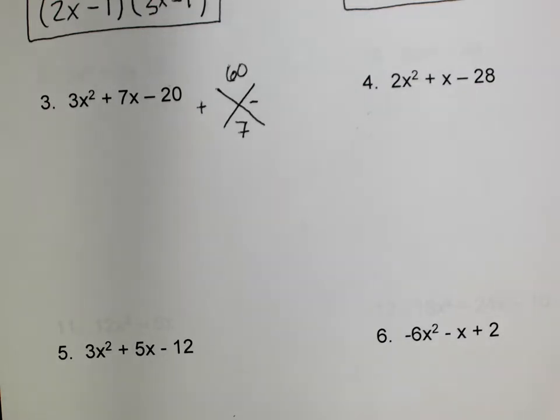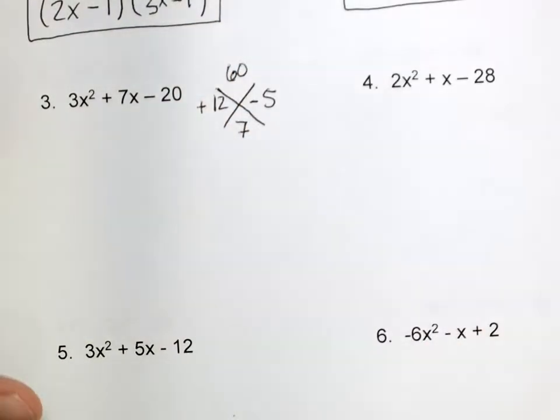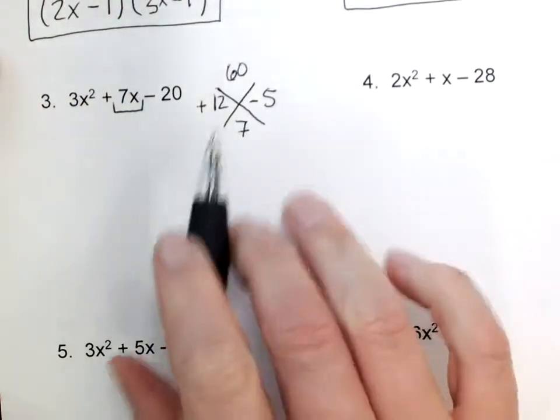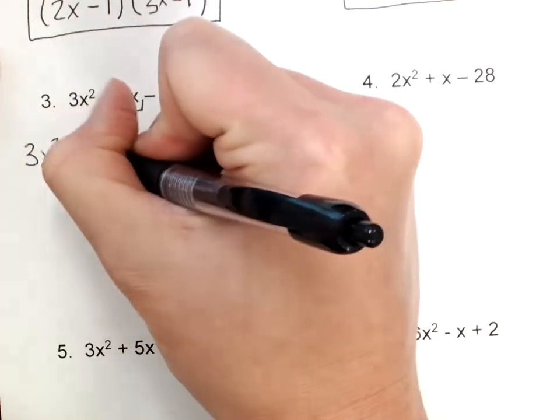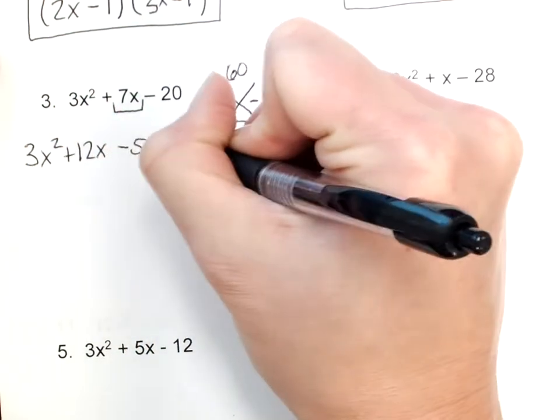And what multiplies to be 60 and subtracts to be 7? So think about all your factors of 60: 1 and 60, 2 and 30, 3 and 20. You can keep going. How about 12 and 5? Okay, from there, again, replace the 7x with a 12x minus 5x. So that's 3x squared plus 12x minus 5x minus 20.